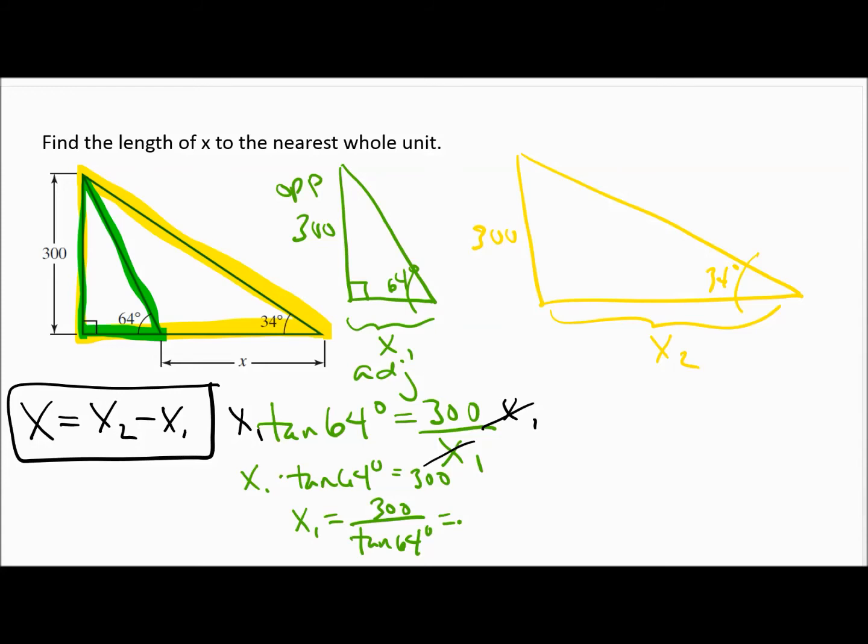146.32. I had to round there. I was going to take it out 3 places, but it was easier to take it out 2 places. Okay? Now, let's work with yellow.